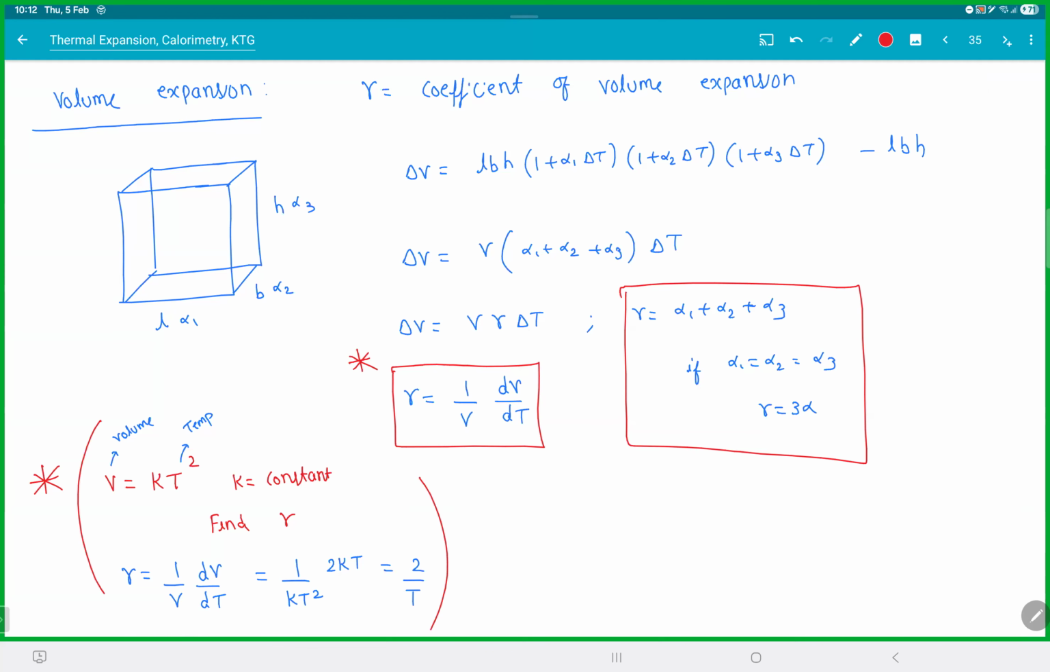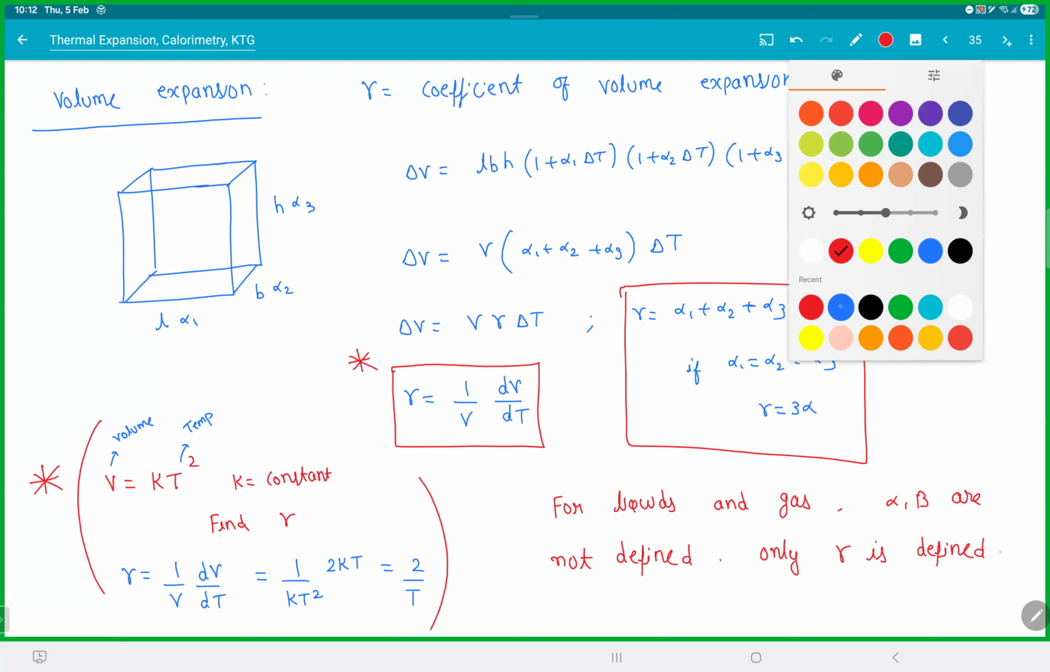So they would ask questions on this. So be careful with this. Now for liquids and gases, alpha and beta don't make any sense. So only gamma is defined. That's why gamma is important. Yeah, all of you got 2 by T. Perfect. Clear with this?